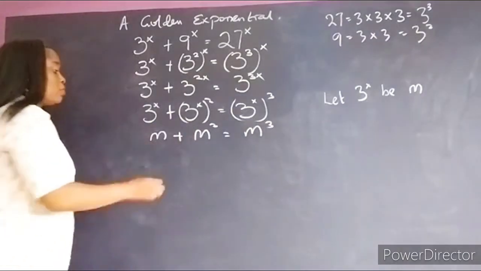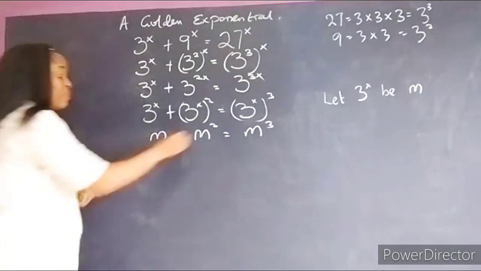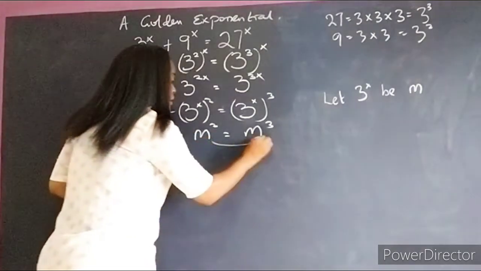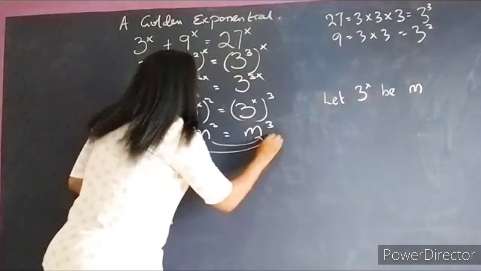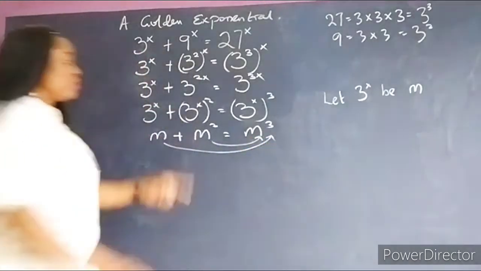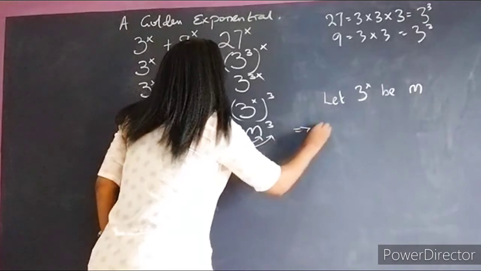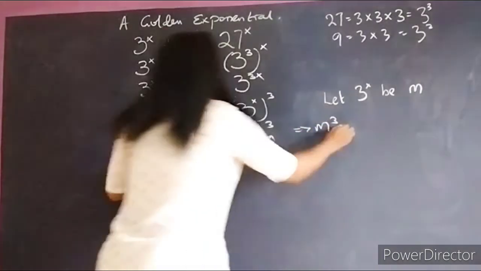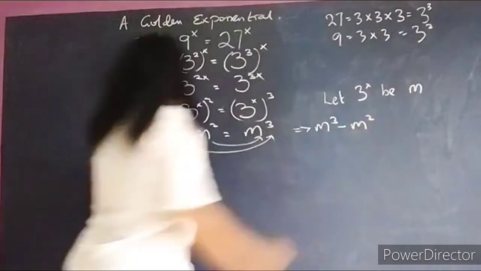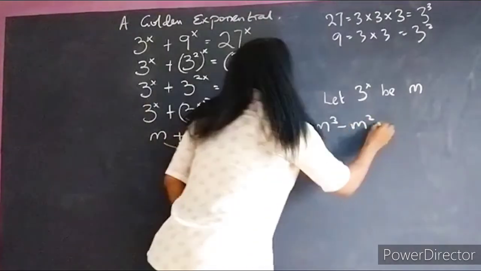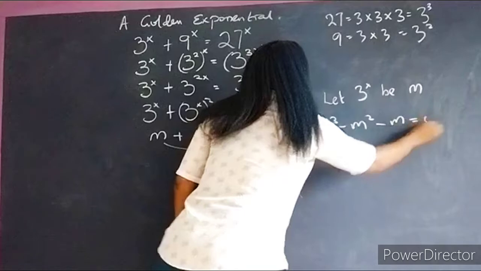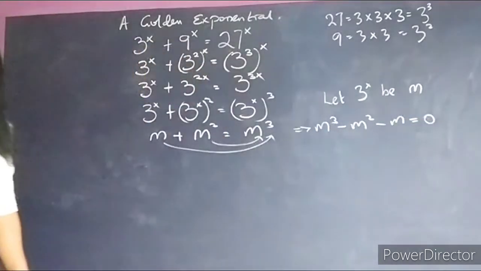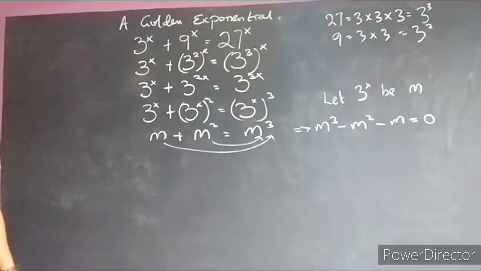Alright? So now we're going to move everything to one side. If I move all this to this side, it will be m cubed minus m squared minus m, which will give us 0.